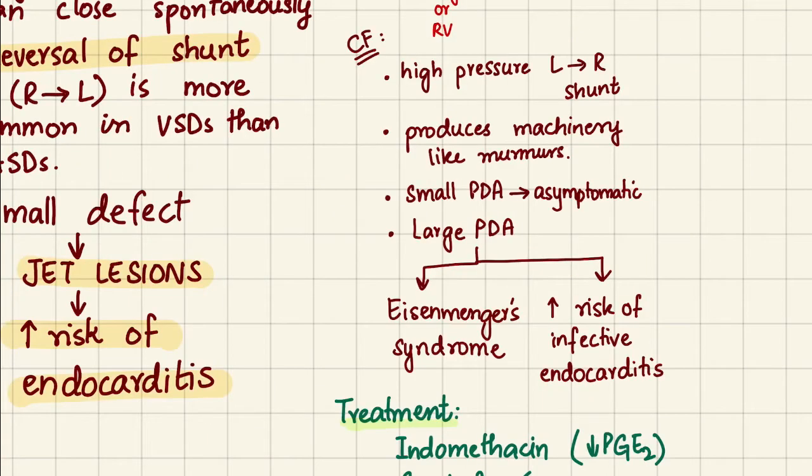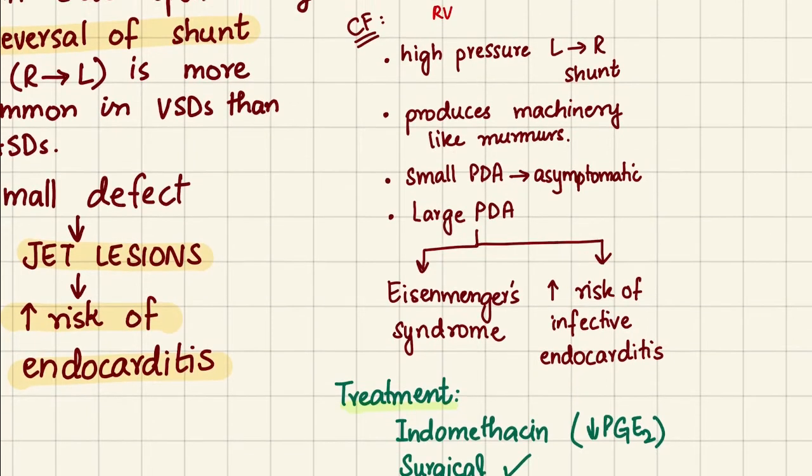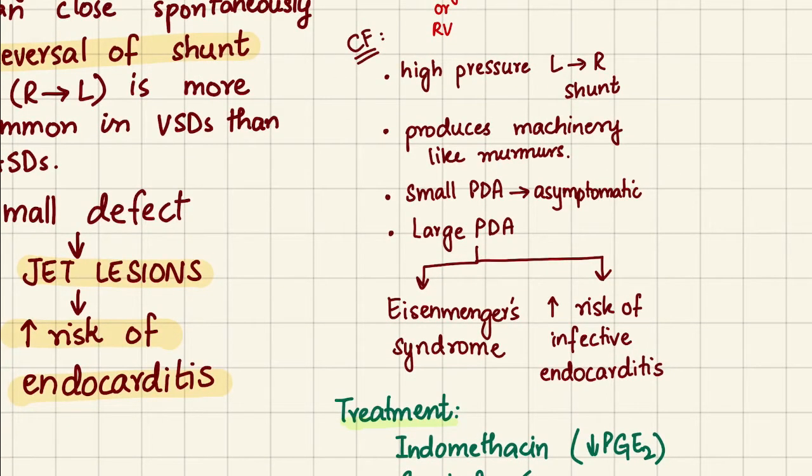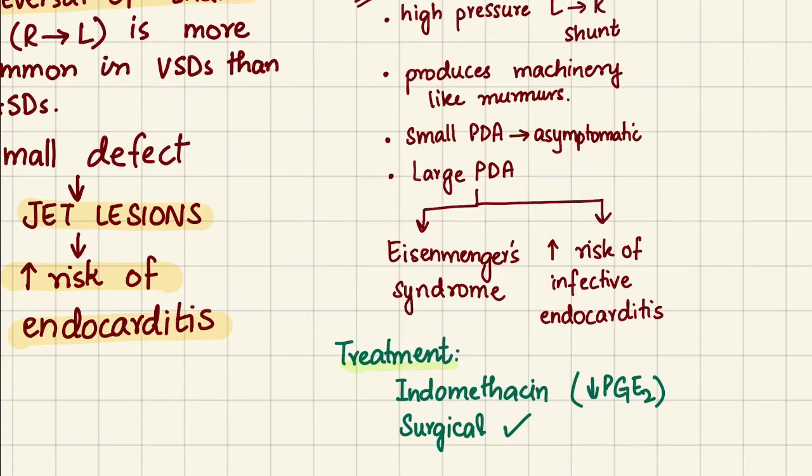Okay, this is actually a high pressure left to right shunt. It is going to produce machinery-like murmurs. Okay, now these PDAs can be small or large. Small ones are mainly asymptomatic, but larger PDAs can lead to Eisenmenger syndrome, that is eventual reversal of the shunt, and also increased risk for infective endocarditis. The treatment in this case is indomethacin, which will decrease prostaglandin E2, and also surgical intervention will be necessary for permanent cure if that does not work.